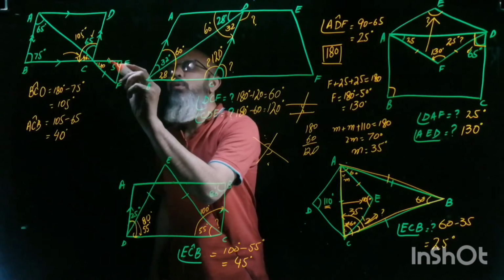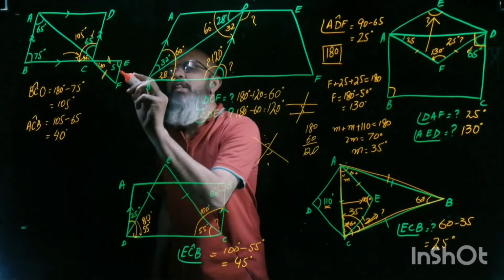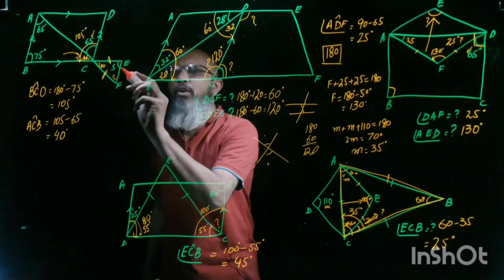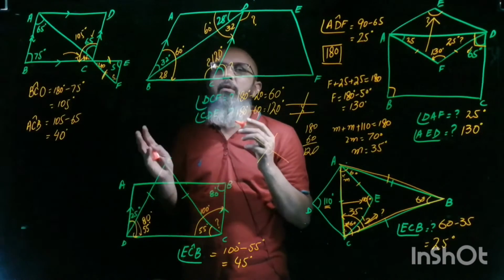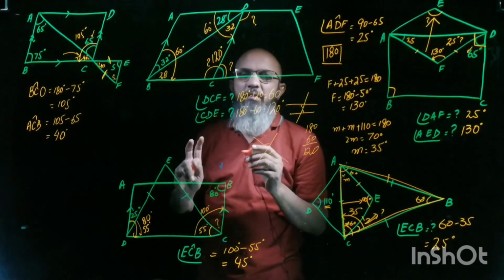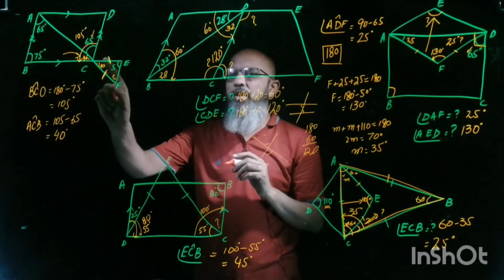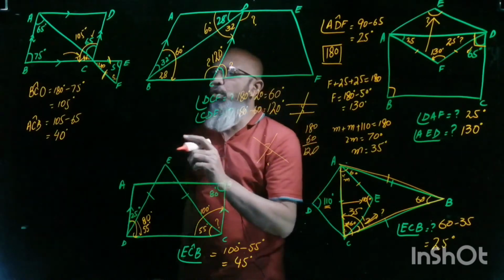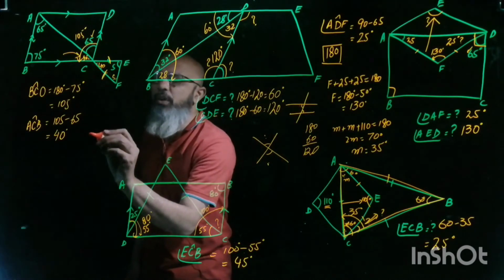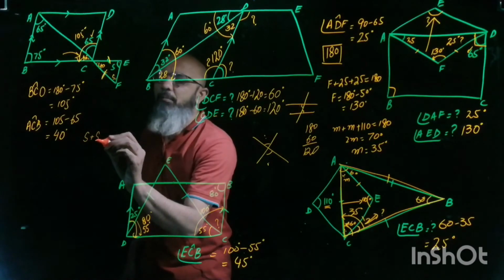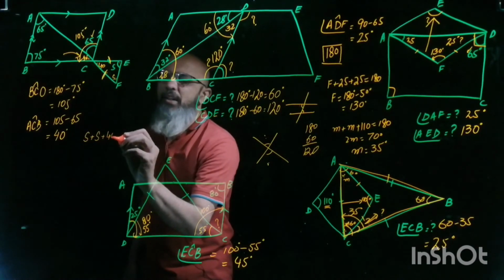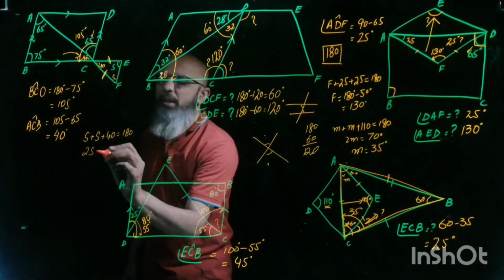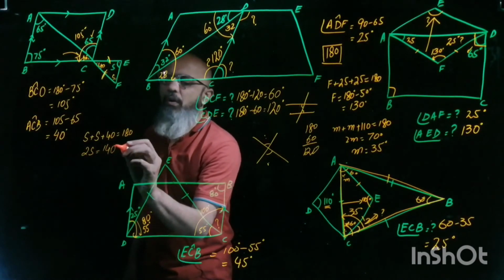Now these two sides are the same, so these two angles are also the same. This angle is unknown, S, so this is also unknown of the same quantity, S. Okay, so what is the sum of the angles of a triangle? That is 180. So make an equation. How can you make an equation? S plus S plus 40 is equal to 180 degrees. 2S is equal to 140 degrees.